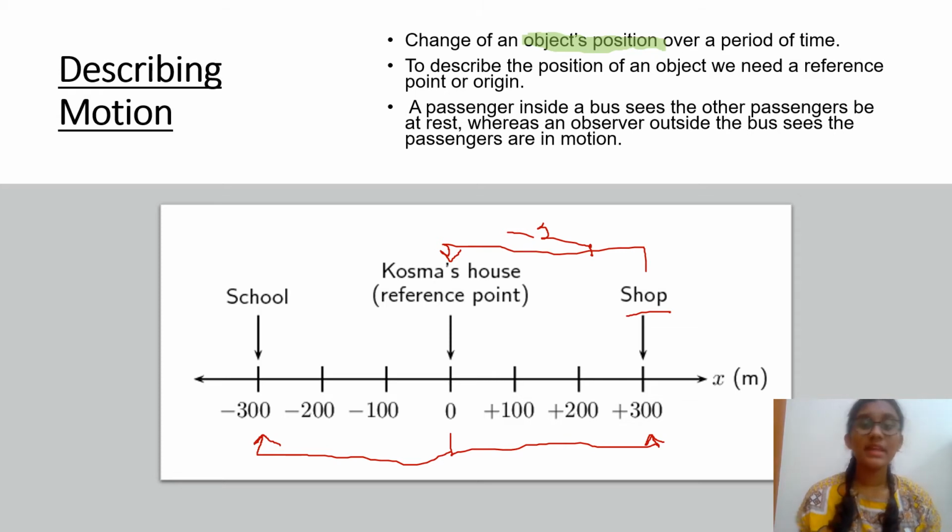Now, why do we need to describe the position of an object? We need to describe the position of an object so that we know the final position and the initial position, which is the starting position and the ending position. So, only when we know the initial point and the final point can we calculate the difference between them, and the difference between them is motion.